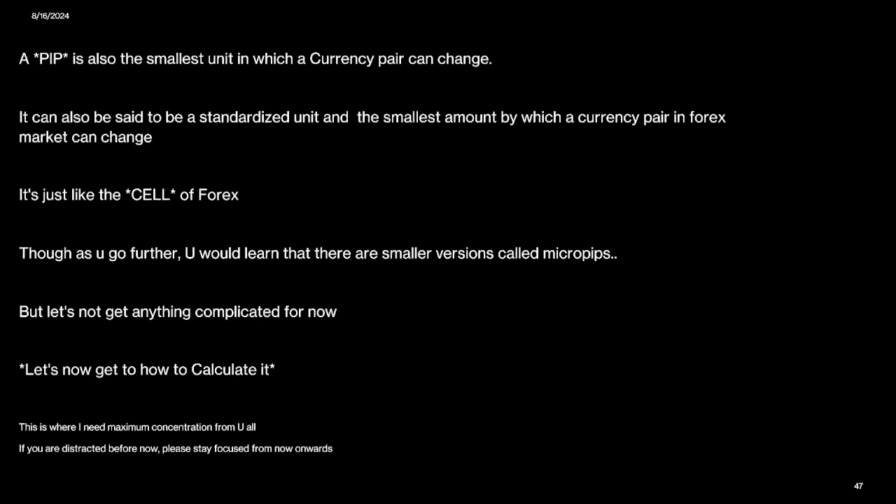To give more explanation, a pip is also the smallest unit in which a currency pair can change. It can also be said to be a standardized unit and the smallest amount by which a currency pair in Forex can change. It is just like the cell of Forex. Though as you go further, you will learn that there are smaller versions called micro pips. But let's not get anything complicated for now. Let's get to how to calculate it.